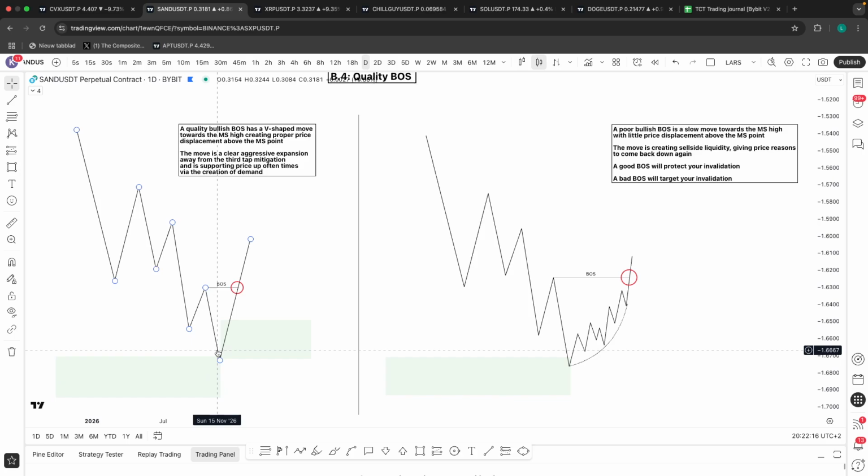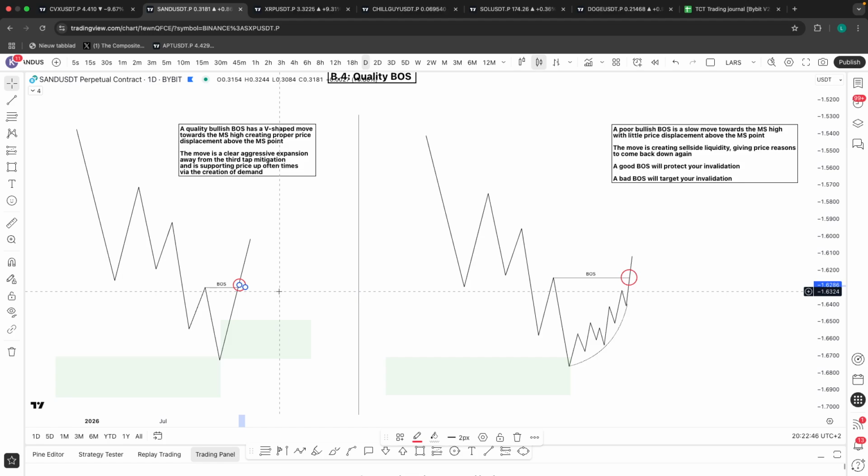POI from a Model 2 perspective, for example, and we see a V-shaped move, a clean sell to buy move that is closing above that market structure high with some decent displacement above, meaning you don't have a tiny candle close above. It's a nice steep candle towards the upside with a thick body. Not a lot of wicks, just a thick body closing and coming towards that market structure high and closing above it.